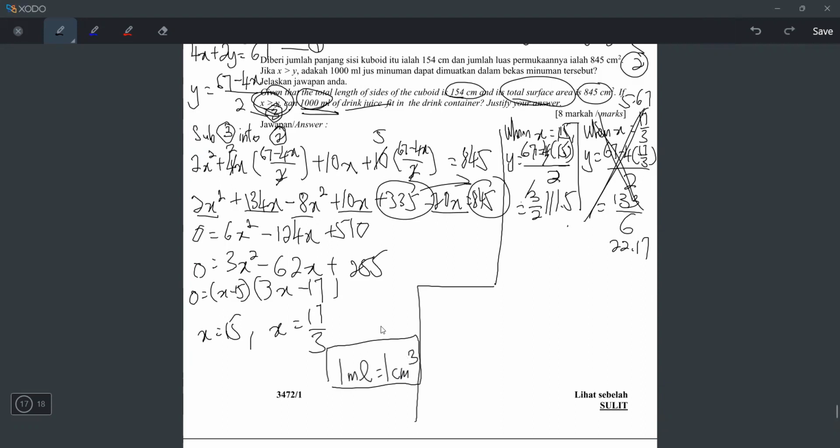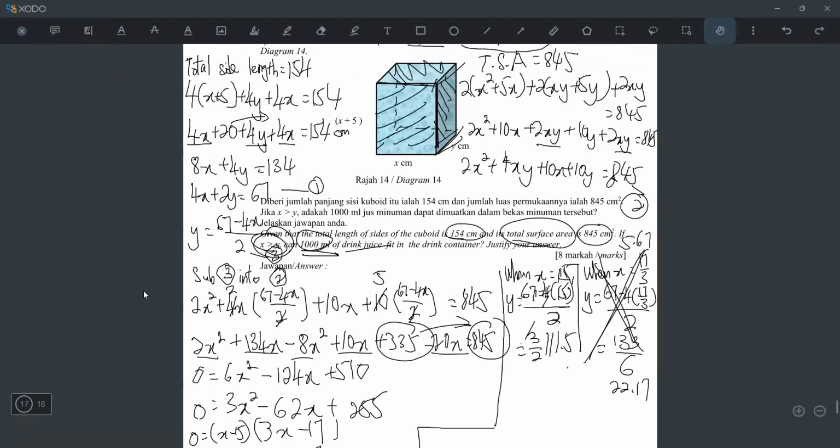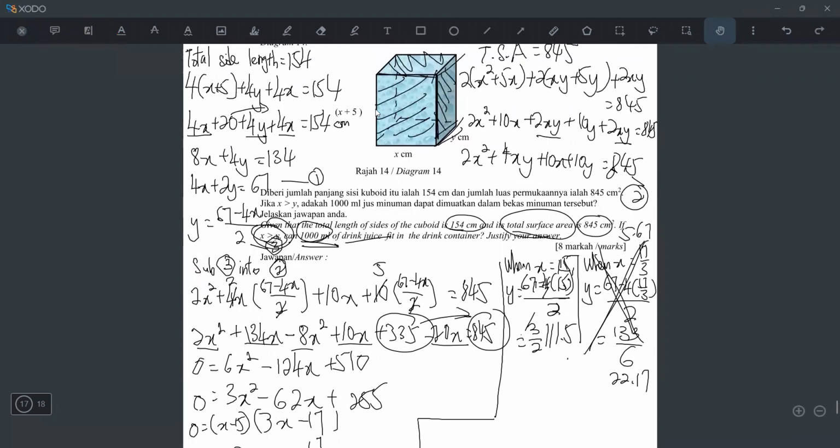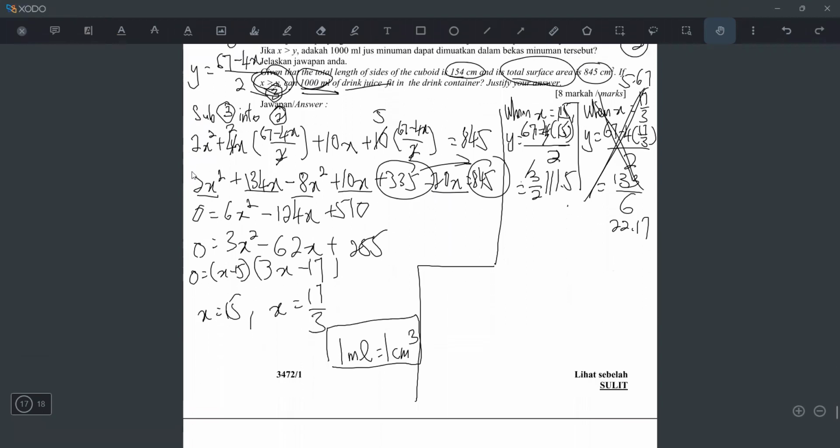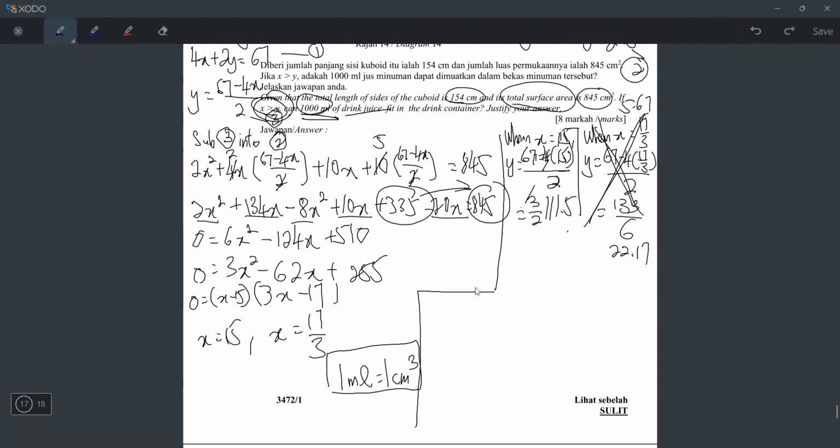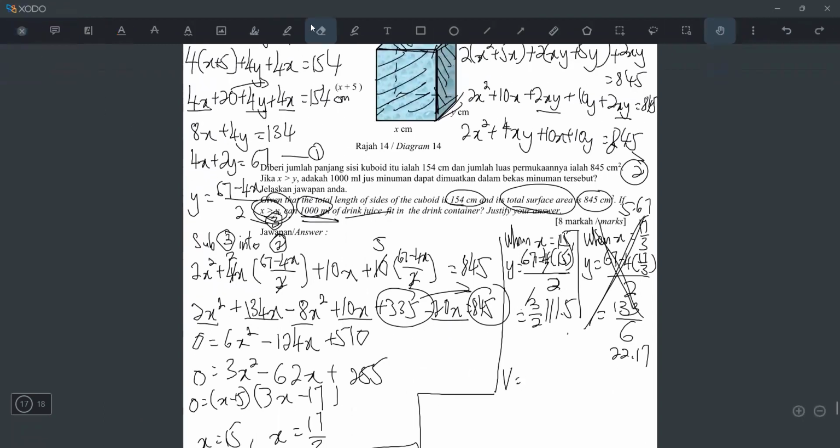1 cm cube. Okay. So if you know this thing, now what you can do? You can find the volume of the juice box and see whether the volume of juice box is bigger than 1000 or smaller than 1000. Okay. So what is the volume of juice box? So the volume will be just times all these together lah. X plus 5 times X times Y. And you already know X plus 5, what is X? 15, right? So 15 plus 5 is 20.